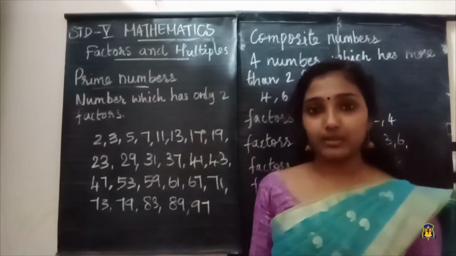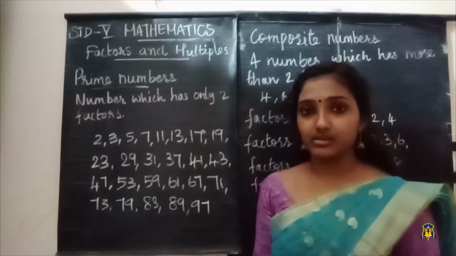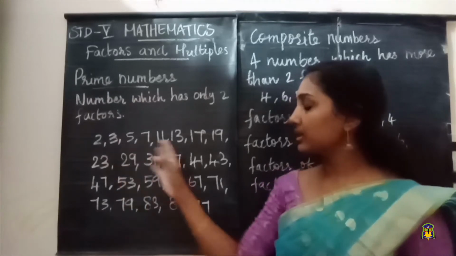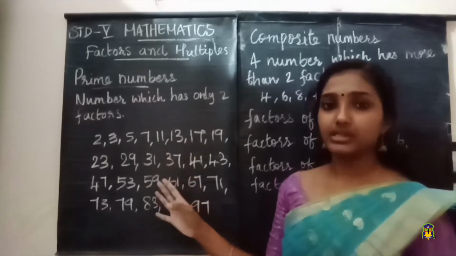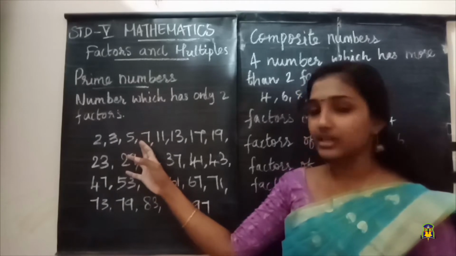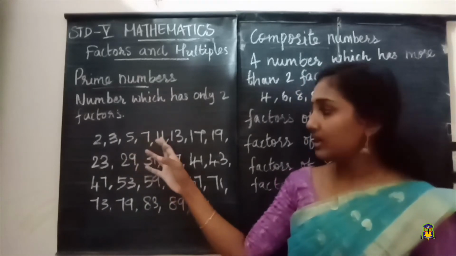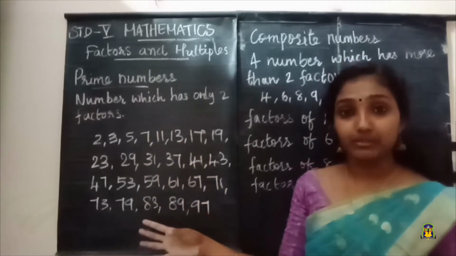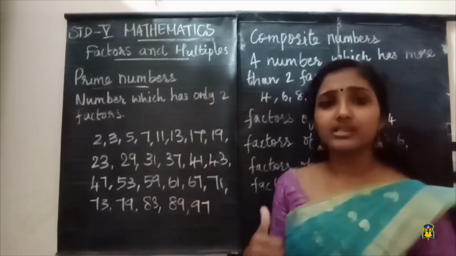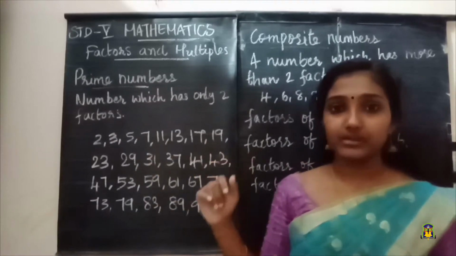So we studied what prime numbers are. These are the numbers which have only two factors. When we look at this list, we can see that some numbers are missing, right? 4 is missing, 6 is missing, then after 7, 8, 9 and 10 are not there, and many other numbers are missing from this list. Then where do these numbers go? Let's check the factors of the missing numbers.